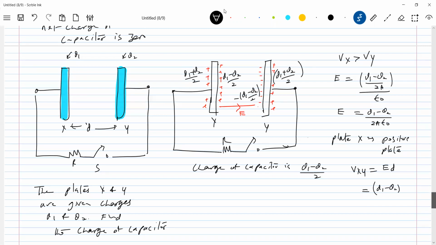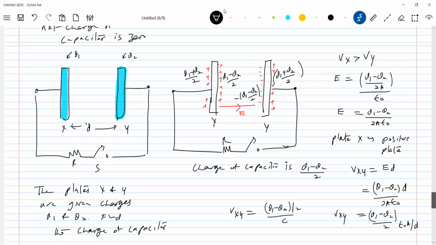You see that I just didn't say it theoretically, I have enough proof. Now Q1 minus Q2, this will be epsilon naught A by D. So what is Vxy equal to now? Charge by capacitance. So epsilon naught A by D will be the capacitance of this. So see now, in place of Q, what you got? (Q1 minus Q2) by 2. So the charge of capacitor is the charge on the inner surface of the positive plate.